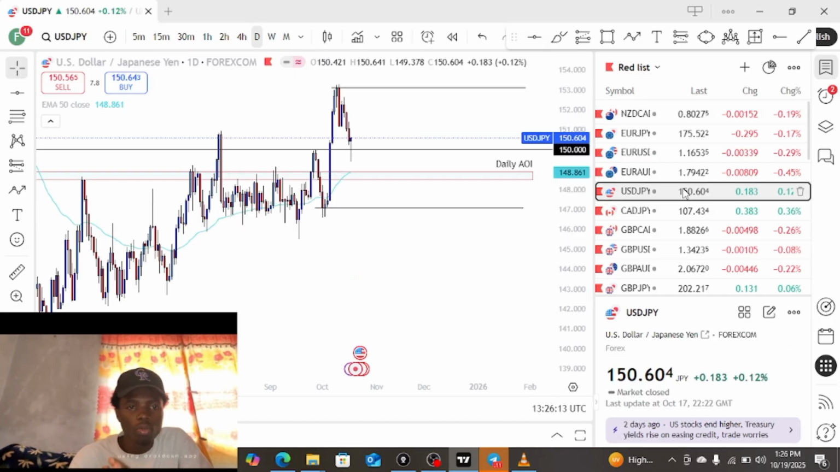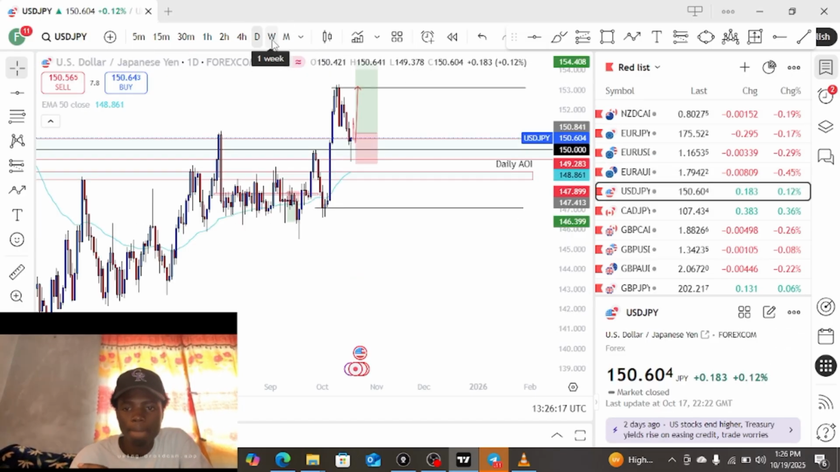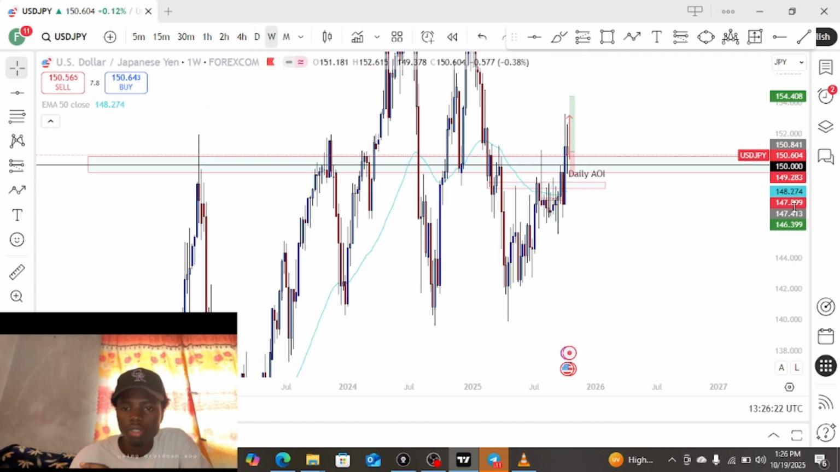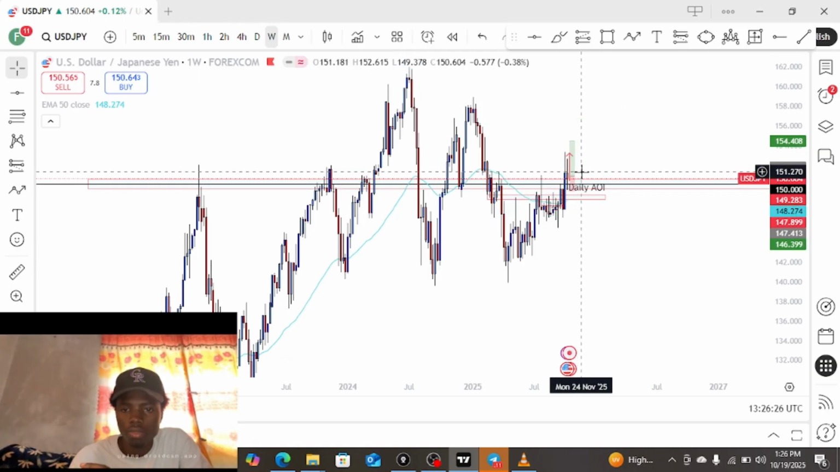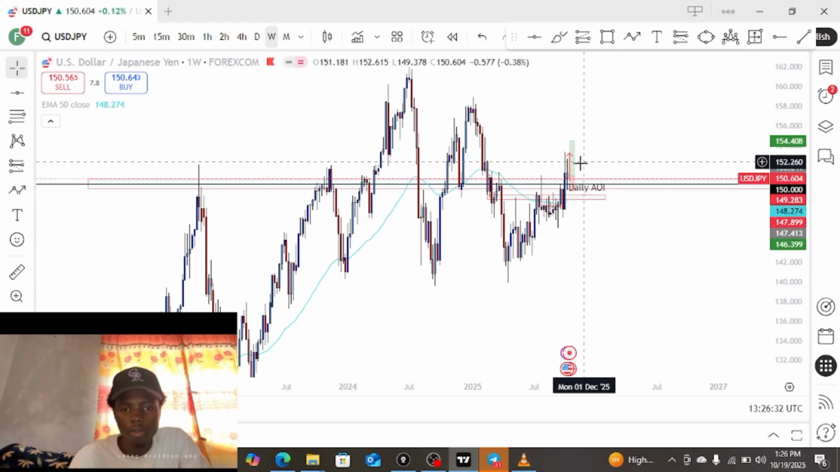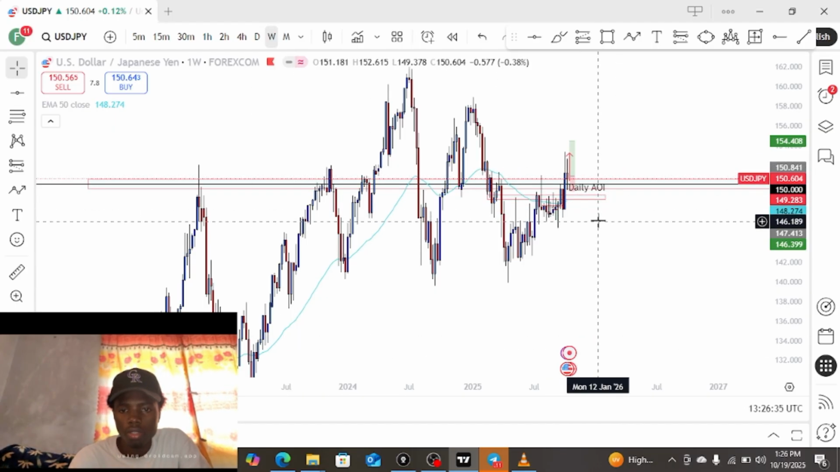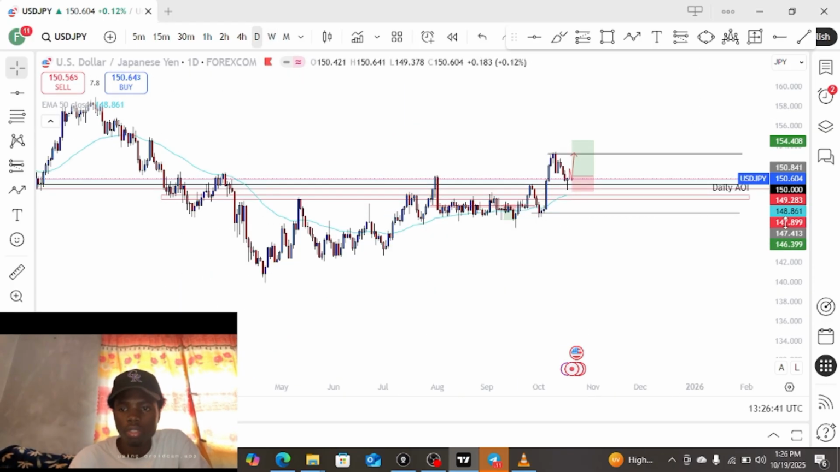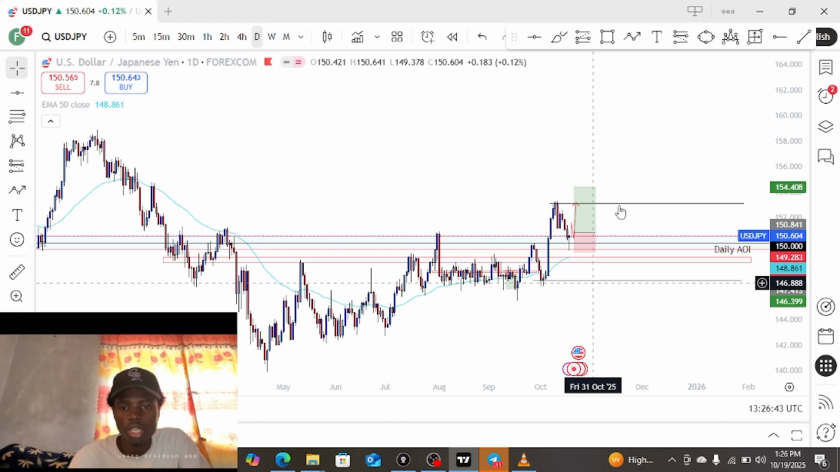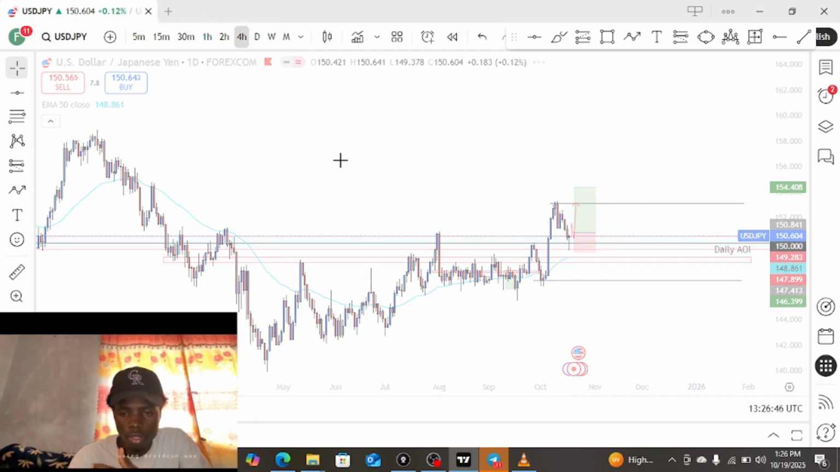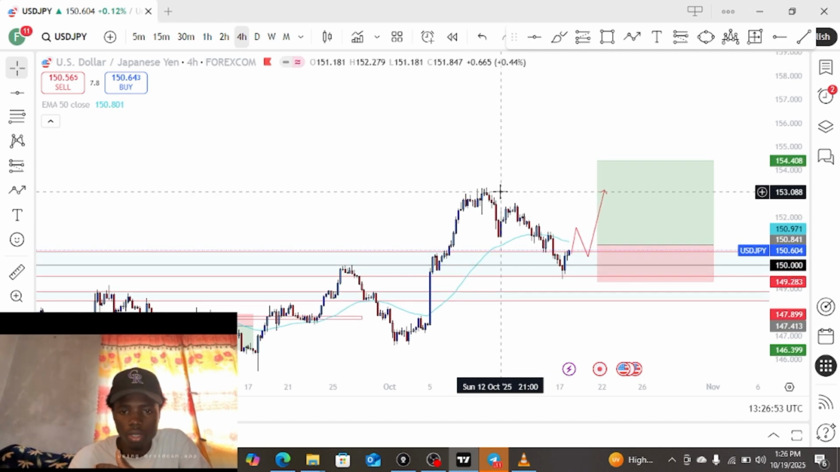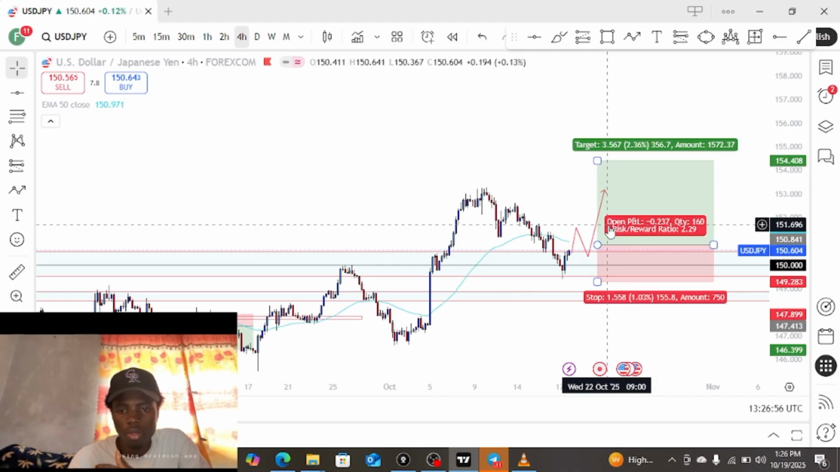USDJPY, USDJPY, weekly. The weekly is bullish. It has given us the change of structure or shift of structure. Higher high, higher low, right here. So we are bullish on the weekly. The 4-hour is bearish. Higher high, higher low, lower low, lower high, lower low, lower high.